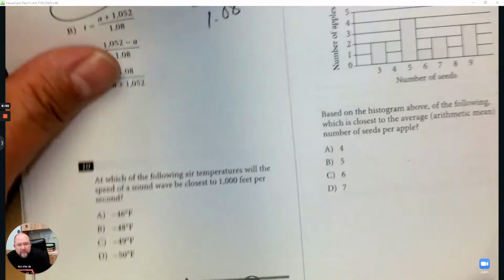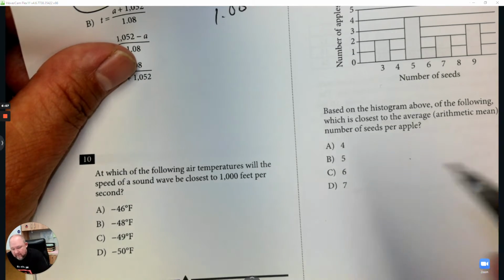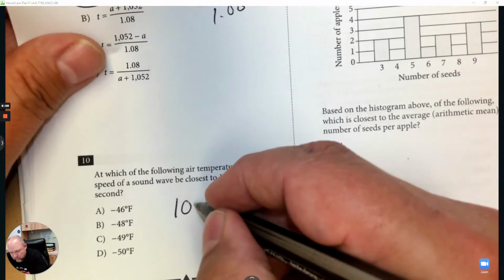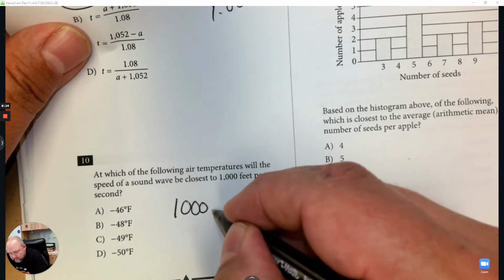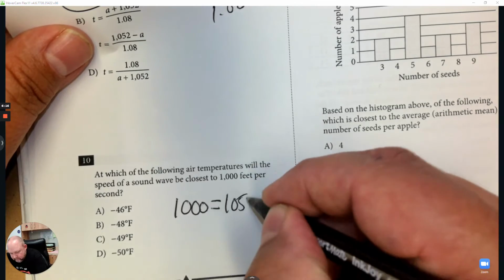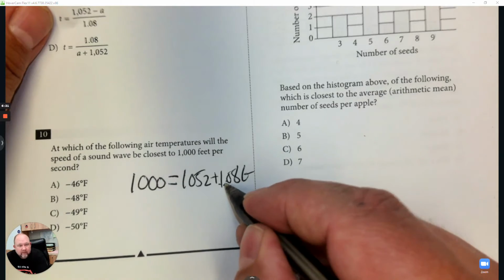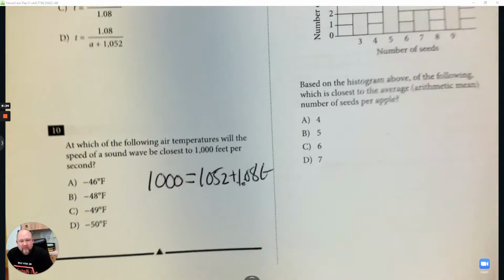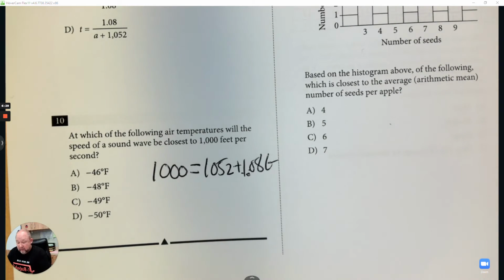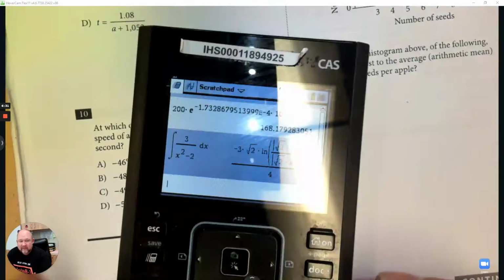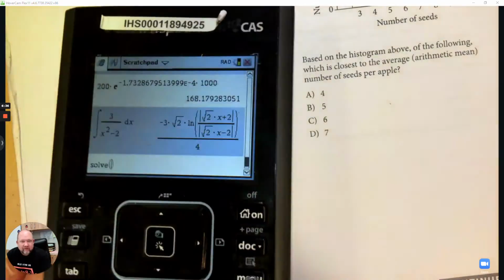Which of the following air temperatures will the speed of the sound wave be closest to 1,000? This would be a good example of using a calculator. So make it equal to 1,000 and solve it. I definitely would use my calculator. Whether you have an 89 or an Nspire, you go to solve it. So find algebra and solve, and then just type it in.